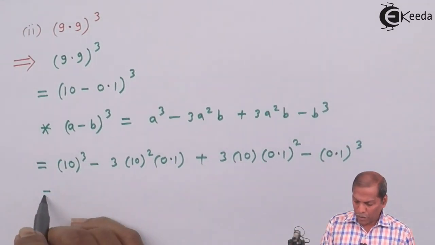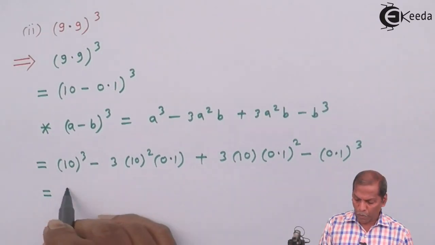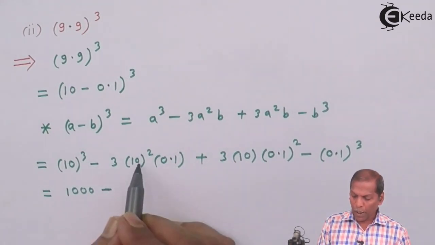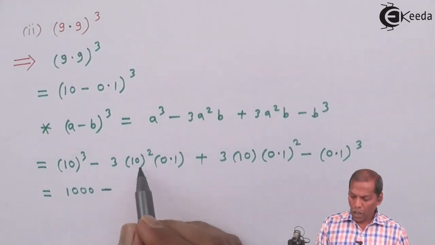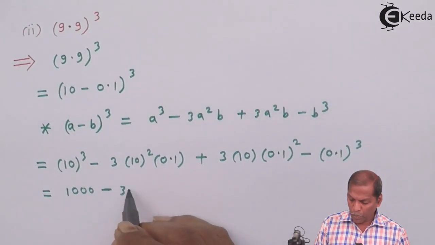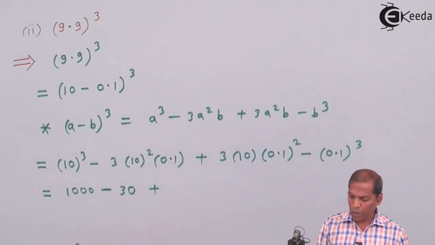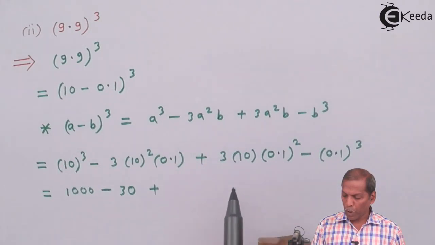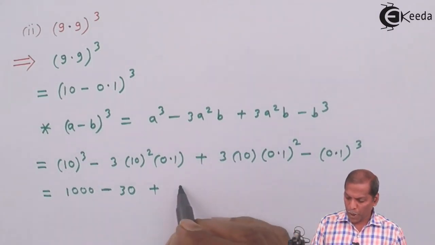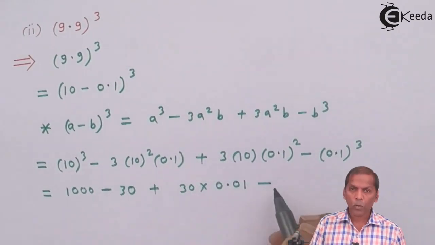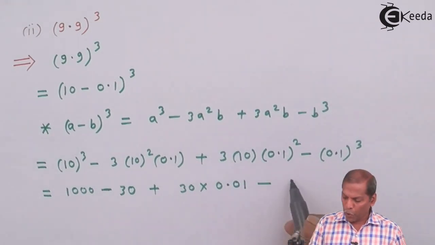On simplifying further, now 10^3 gives us 1000 minus 10^2 gives us 100, multiplied by 0.1 gives us 10, into 3, so that is 30, plus now 3 into 10, that gives us 30 into 0.1^2, so that is 30 multiplied by 0.01, and then minus 0.1^3 gives us 0.001.